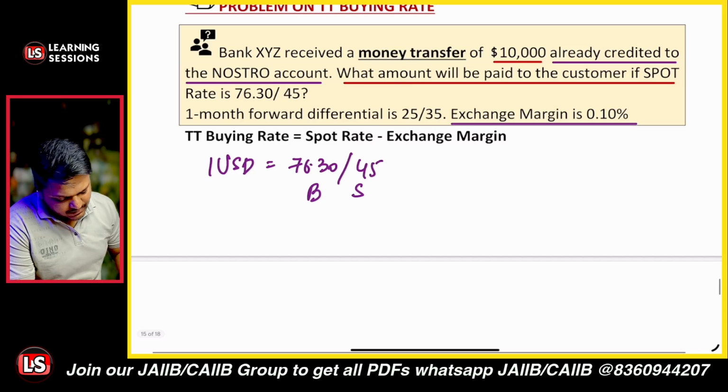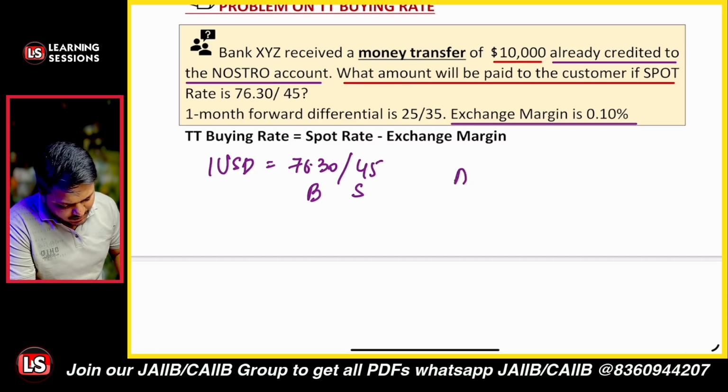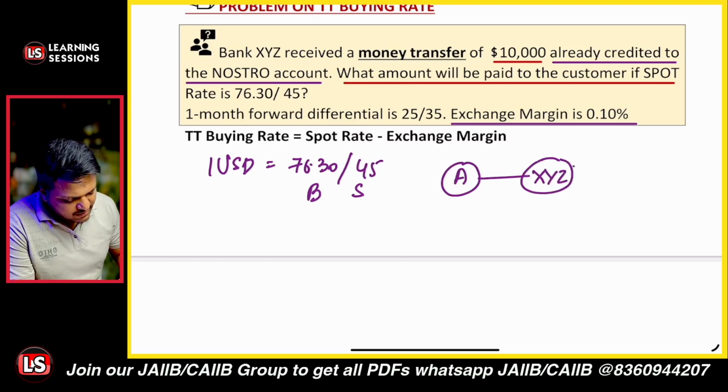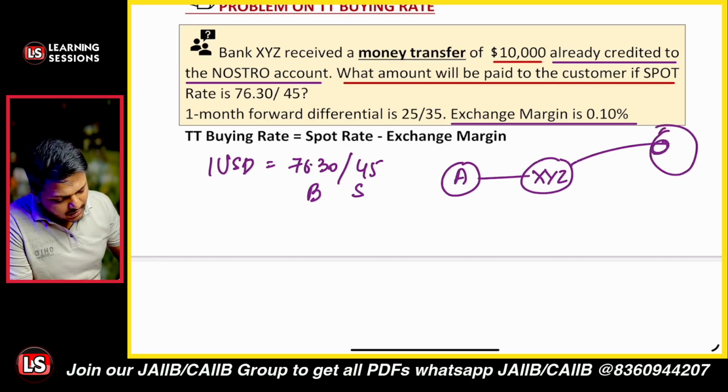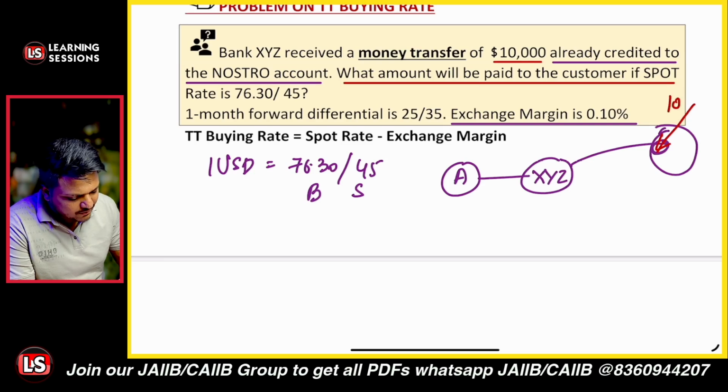And the scenario is something like this: you are a customer of the bank XYZ, and XYZ is maintaining a Nostro account with some foreign bank in the foreign country, in the foreign currency, and your amount, that is 10,000 USD, is already credited in this particular account.